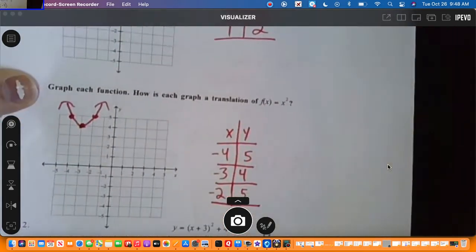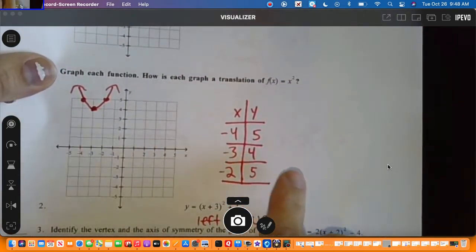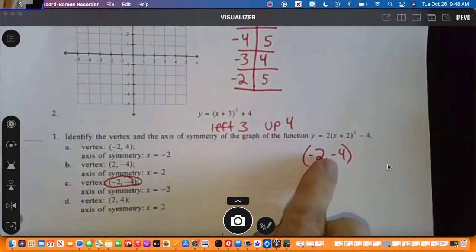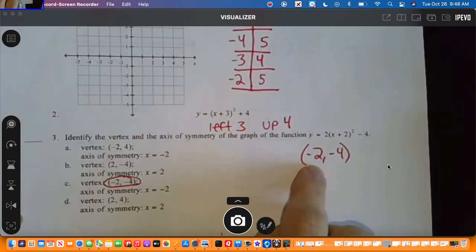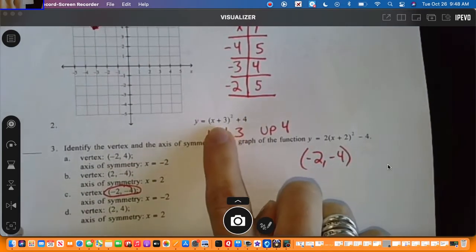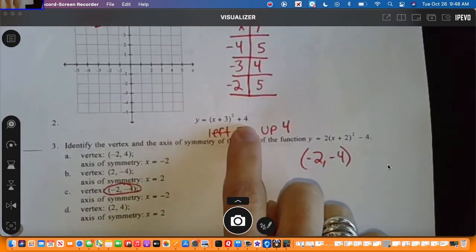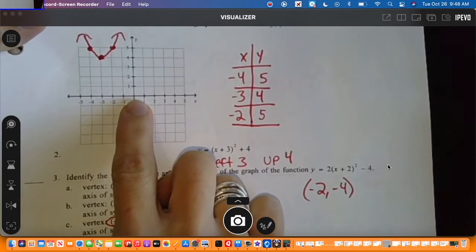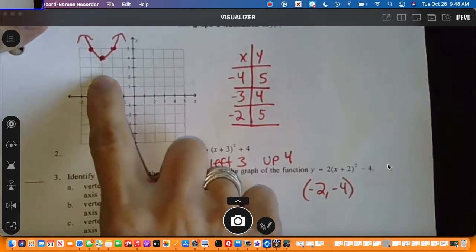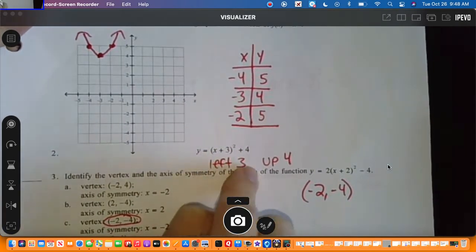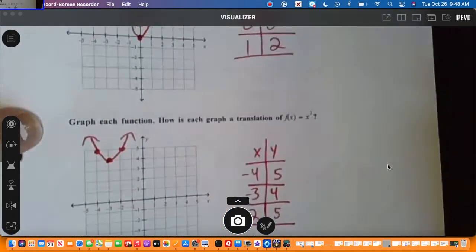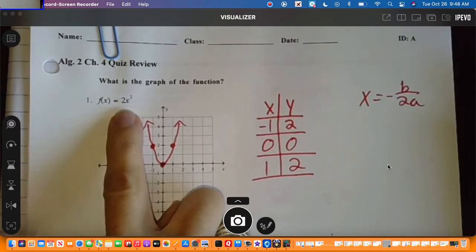If you look, because there are points above this one, right here it has moved left 2 and down 4. So I would start at -2, -4. That's how you tell where to start. This one has moved left 3 and up 4, so my vertex is going to be where? Left 3 and up 4. That's my starting point, so I would go to my table. I'm about to do that one in a minute, but that's how you know this one didn't move.